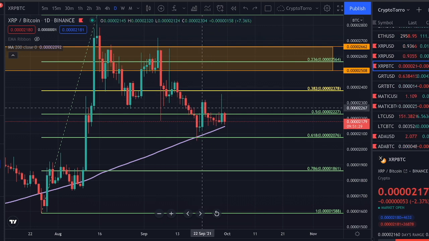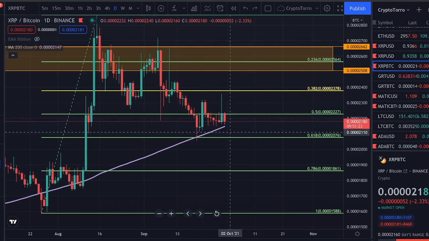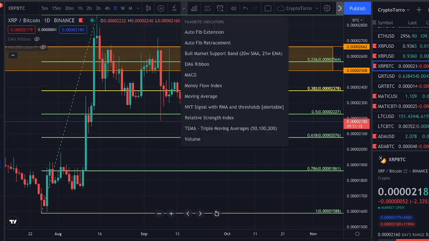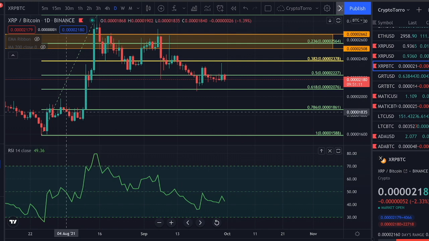And how is that move going to look like? That is something I would like to tell you shortly during this video. But before doing so, I would like to enable the RSI on the daily time frame on the XRP compared to Bitcoin chart, because I think that is of utmost importance to confirm this major breakout.